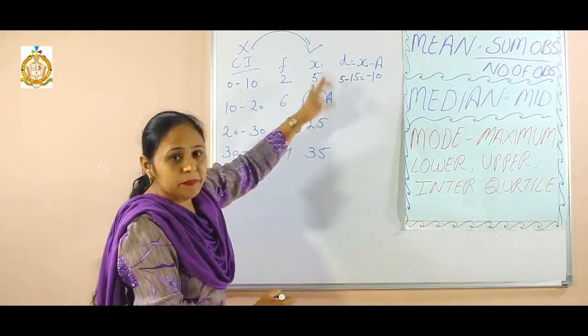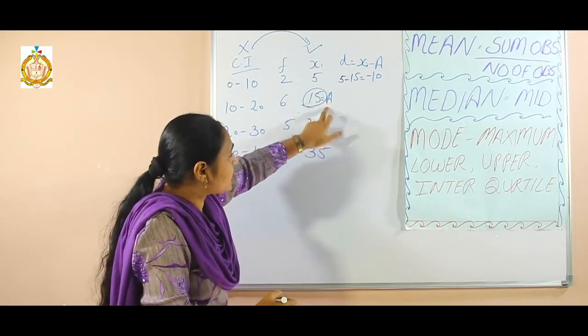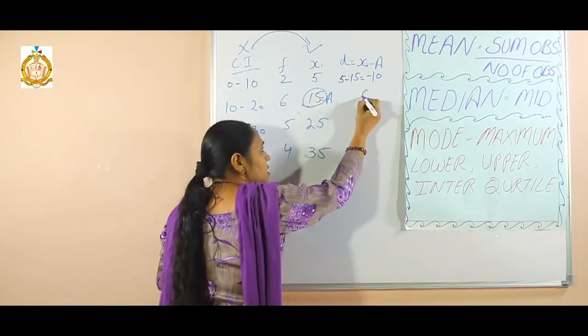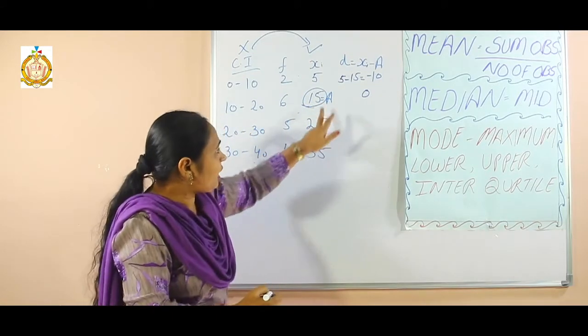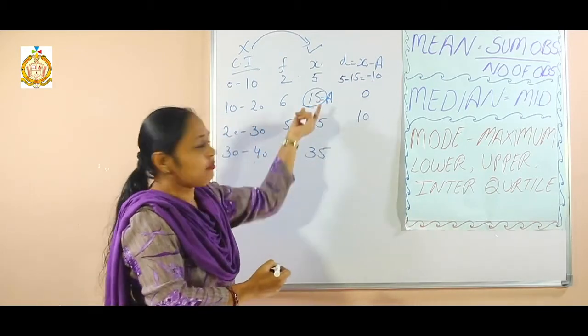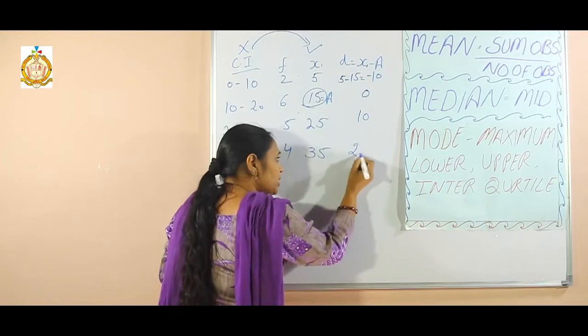Then 15, that means I have to subtract this A from each number. 15 minus 15, there will be 0. 25 minus 15, there will be 10. Then 35 minus 15, there will be 20.